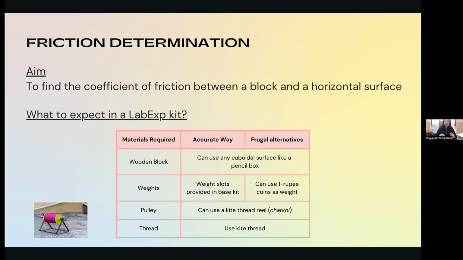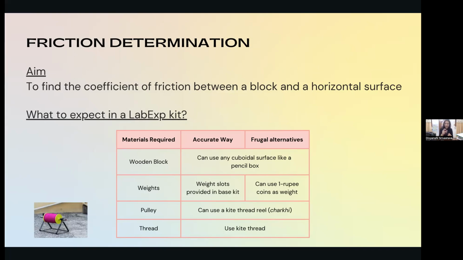All right, thank you. So the first experiment which we picked up was to determine the coefficient of friction, limiting friction, using the block and pulley method. For this, we all know the accurate way. We need a weight box, a pulley, a weight, a proper common balance, etc. However, to do this frugally, we came up with certain alternatives.